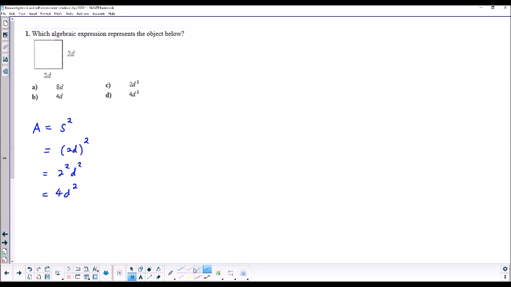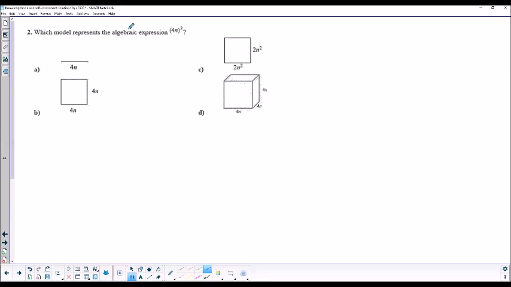Okay, and that would, of course, be answer D. Moving along to question 2 from the same quiz. Which model represents the algebraic expression 4n squared? Well, 4n squared is 4n all squared.